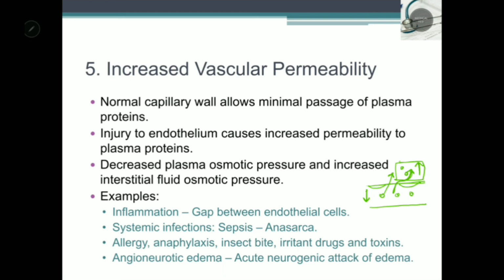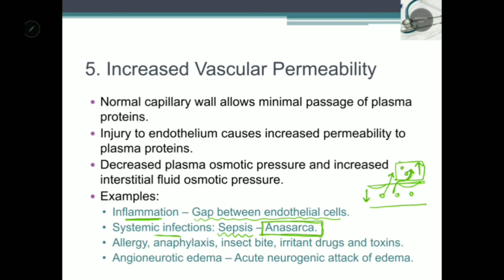Now the examples of increased vascular permeability that leads to edema obviously include inflammation, because inflammation results in formation of gaps between the endothelial cells, which obviously increases the permeability of the vessels. It can happen in systemic infections which lead to sepsis. Sepsis can cause a generalized or systemic edema, which is known by the term anasarca.